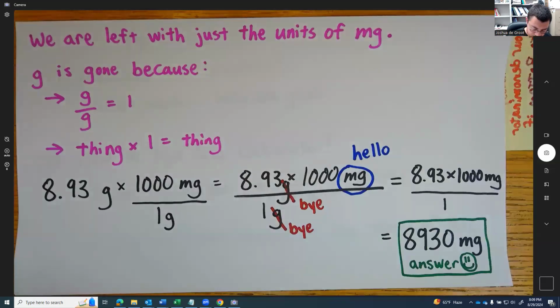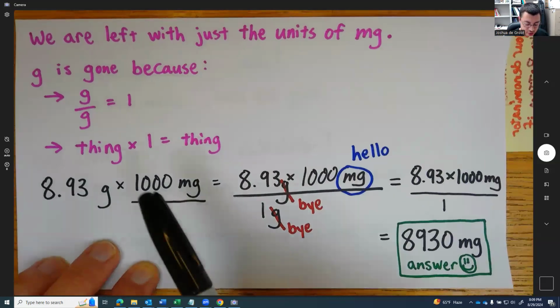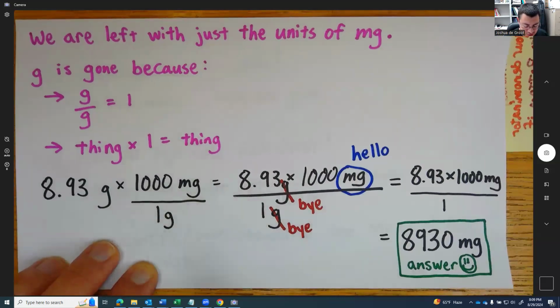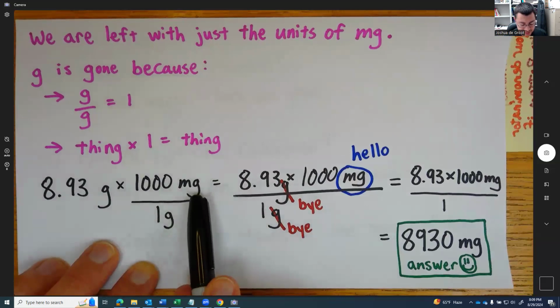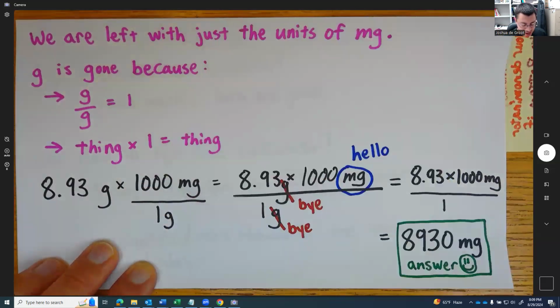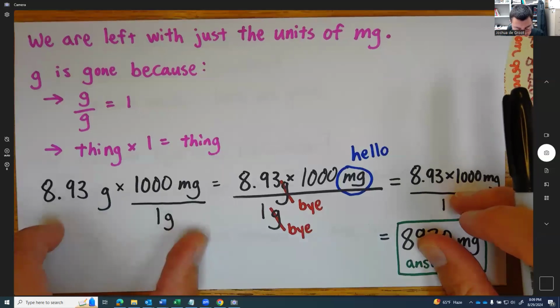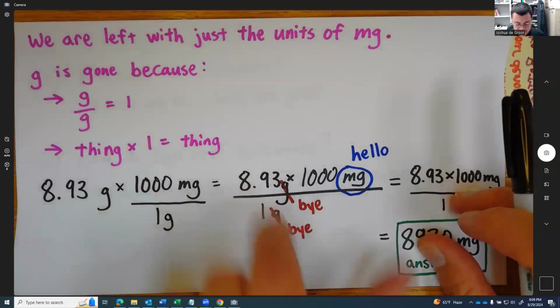Okay. So I wrote out my argument completely here. By choosing this conversion factor, we are going to be left with just the units of milligrams. Grams over grams equal to 1. Anything times 1 is that same thing. All right. So here's my work. Just rewriting it.